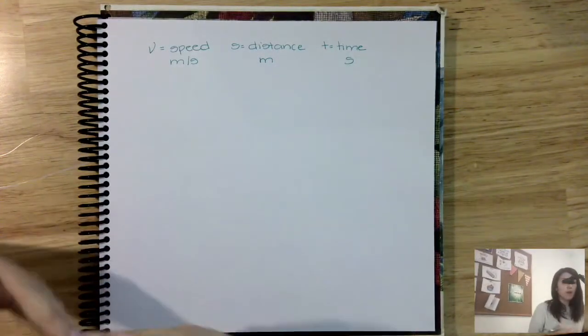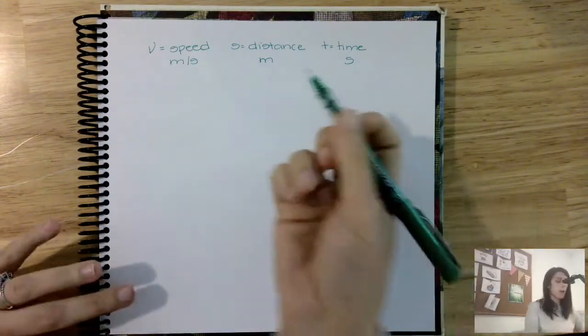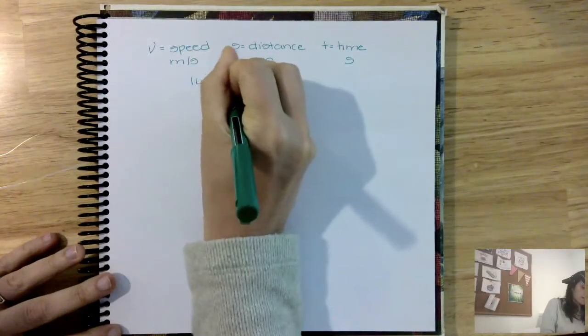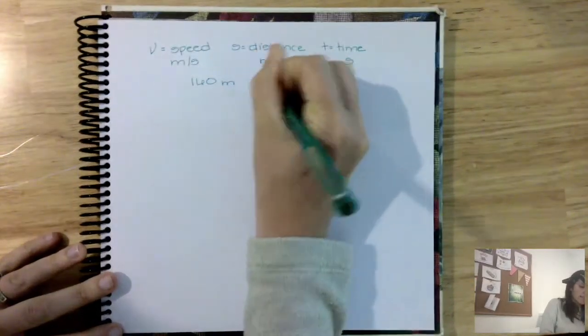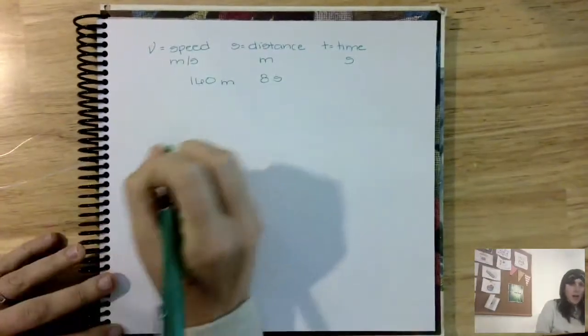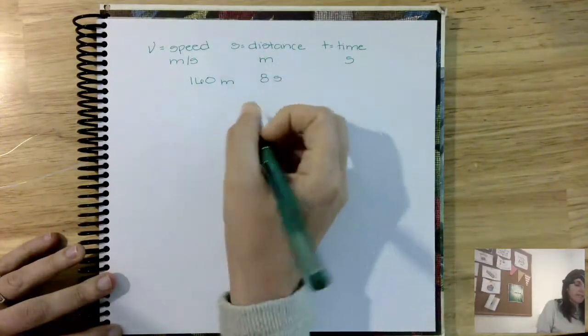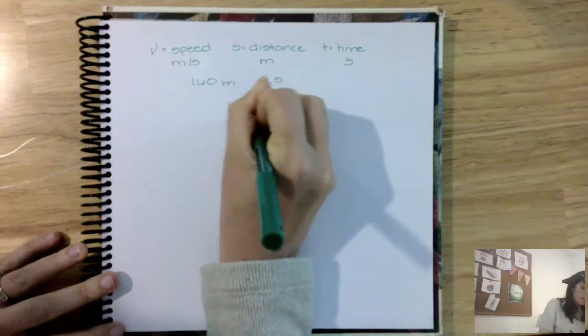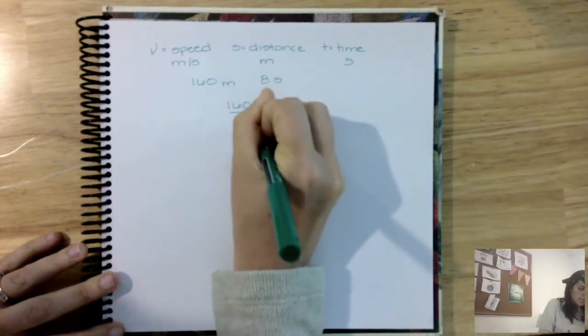And we can show how these units make sense by setting up a problem. Let's say that I travel 160 meters in 8 seconds. I find speed by dividing distance by time. So I say 160 meters divided by 8 seconds.